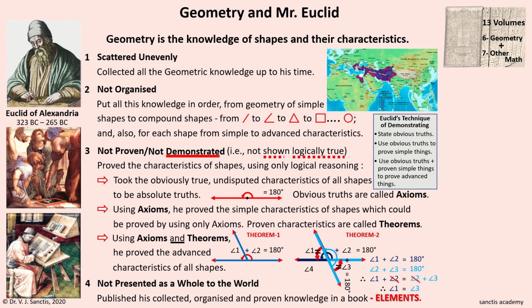And when printing presses became common, it is said that Euclid's Elements was the second most printed book in the world after the Holy Bible. Also, the book was so much in demand because not only was the knowledge of shapes and their characteristics required in all work concerning shapes as seen in the previous video, but also Euclid's technique of demonstrating was found to be useful in all work not concerning shapes.